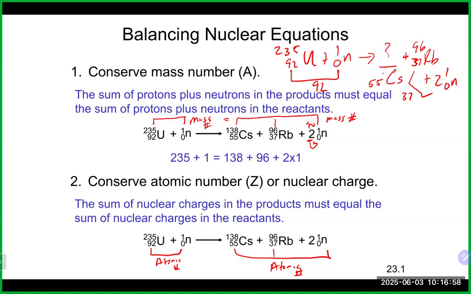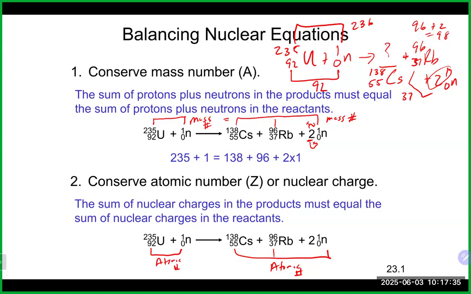We would do the exact same thing for the top. We would add up the top, which is 236 on the left. On the right-hand side, we have 96, and we do have to multiply that 2 plus 2, which would give us 98. Then we subtract 98 from 236, and that's where we get our 138. Sometimes you'll have equations like this where something is missing, and the best approach is to start with the atomic number, figure out what element is missing, and then get the mass number from it.